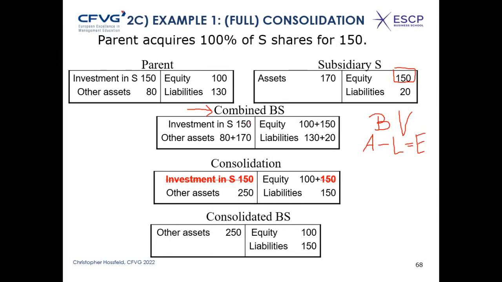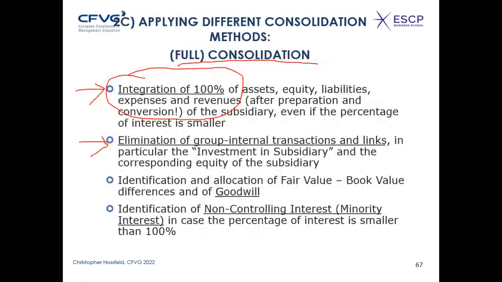Okay. So here in the combined balance sheet, I have the investment of S, I have the assets of the parent company and the assets of the subsidiary. I have liabilities of both companies and I have equity of both companies. So everything is just added up. Okay. Step number 2, I eliminate group internal transactions.